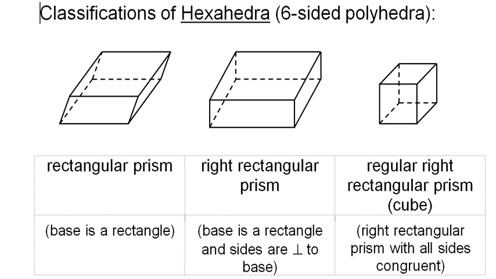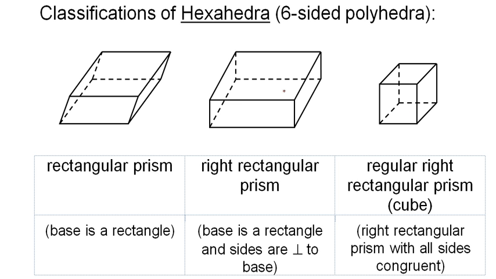Okay, we're going to look at classifications for hexahedra. Remember that a hexagon has 6 sides, so the prefix hex means 6. So a hexahedra is a 6-sided polyhedra. It can look like this, for example. This is the simplest. It's a cube. It's a regular right rectangular prism. This is a right rectangular prism, and this is just a rectangular prism. Now notice this is not sitting perpendicular to the tabletop. This one is, and this one is.